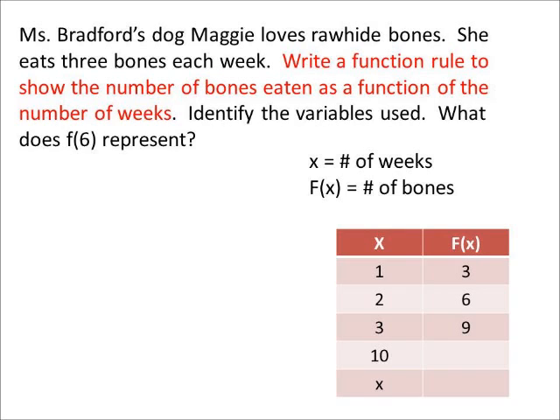So let's start filling in our chart. After 1 week, she will have eaten 3 bones. 2 weeks will be 6, and 3 weeks will be 9.